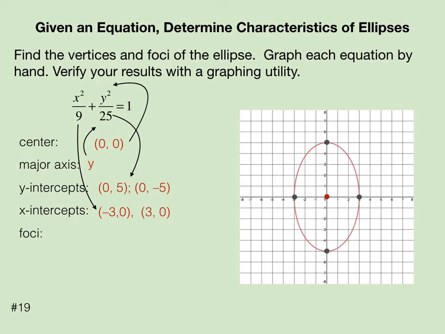Now the foci will not be obvious from the graph. I know that they're going to lie along the major axis, the y-axis. But we're going to need to do some math to figure out the foci. We're going to do c squared is equal to a squared minus b squared. We substitute in the numbers from the equation for a squared and b squared. We get that c squared is 16, c equals 4. So we want to go from my origin 4 up and 4 down. And so that's where we're getting 0, 4 and 0, negative 4 from my equation.